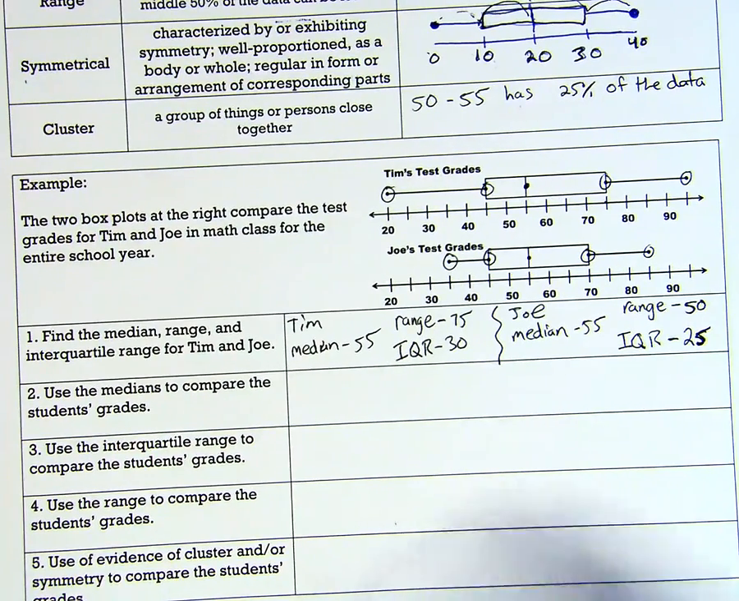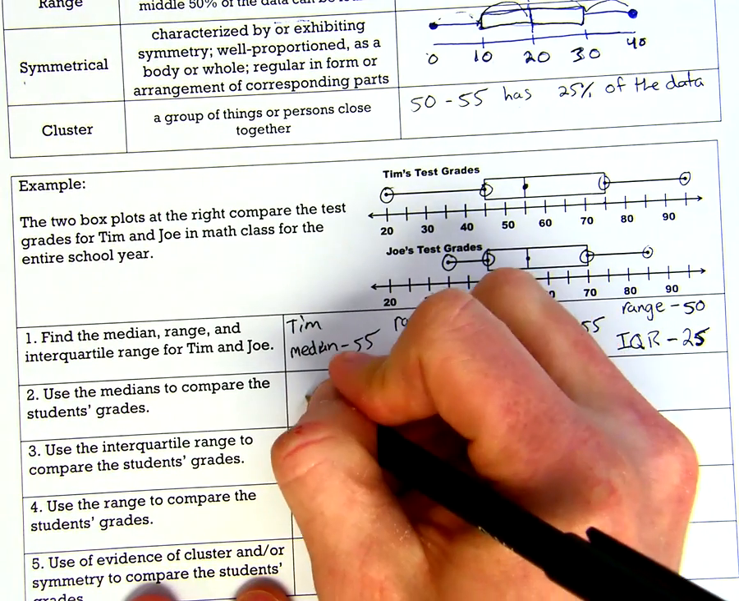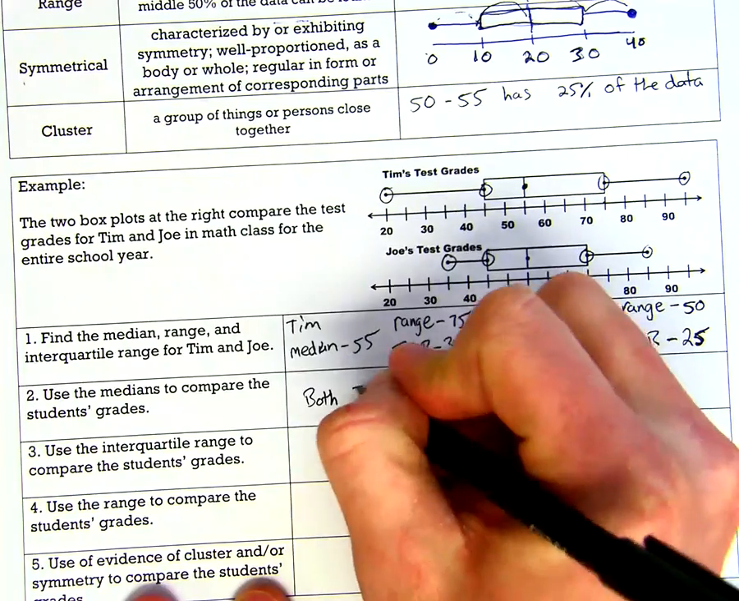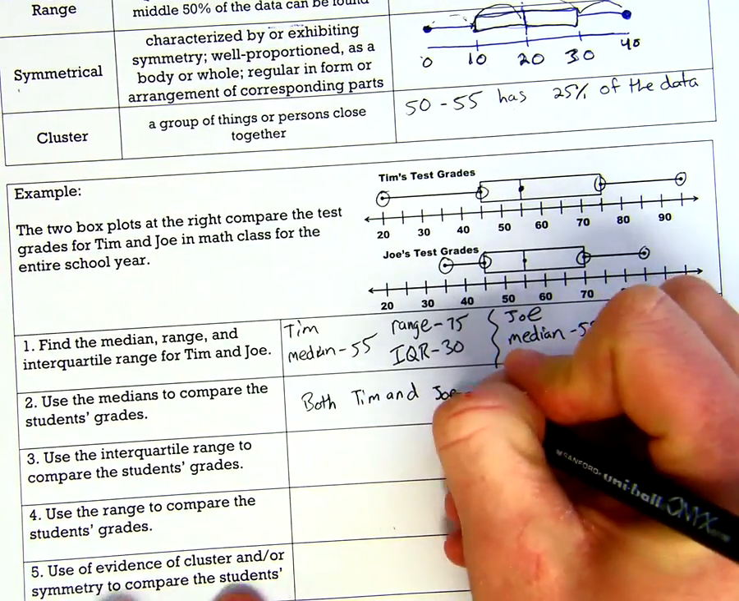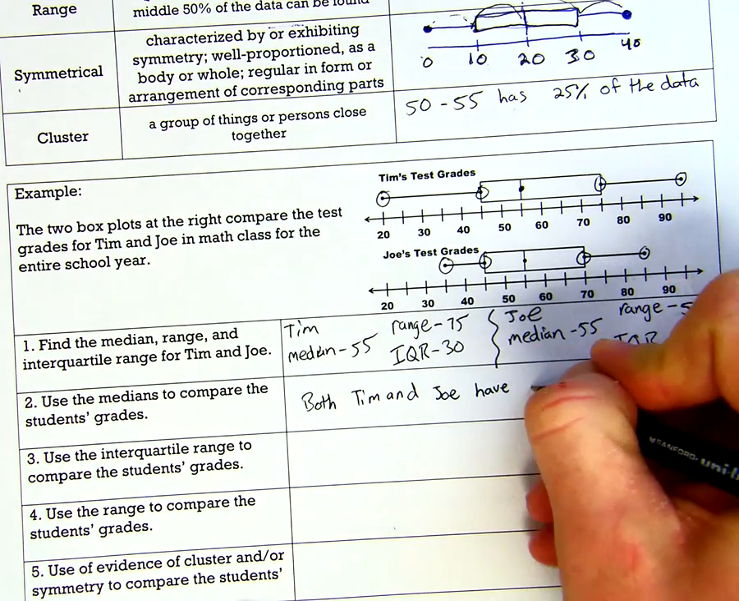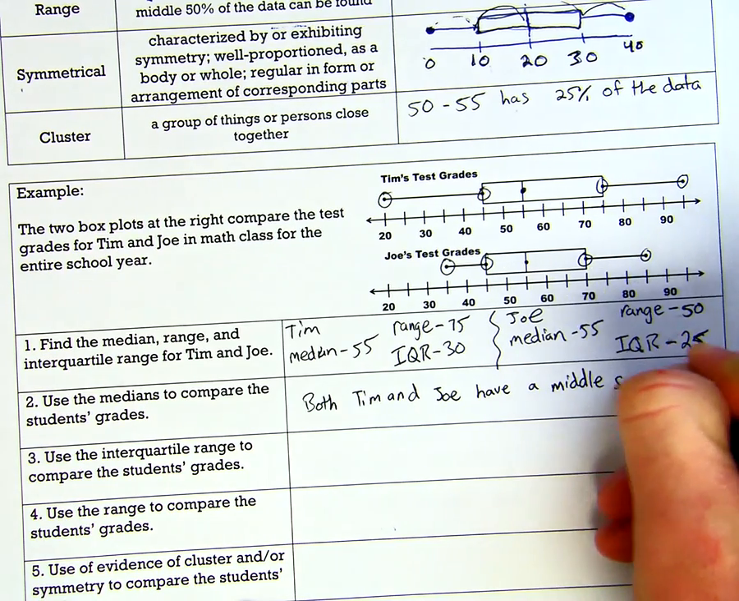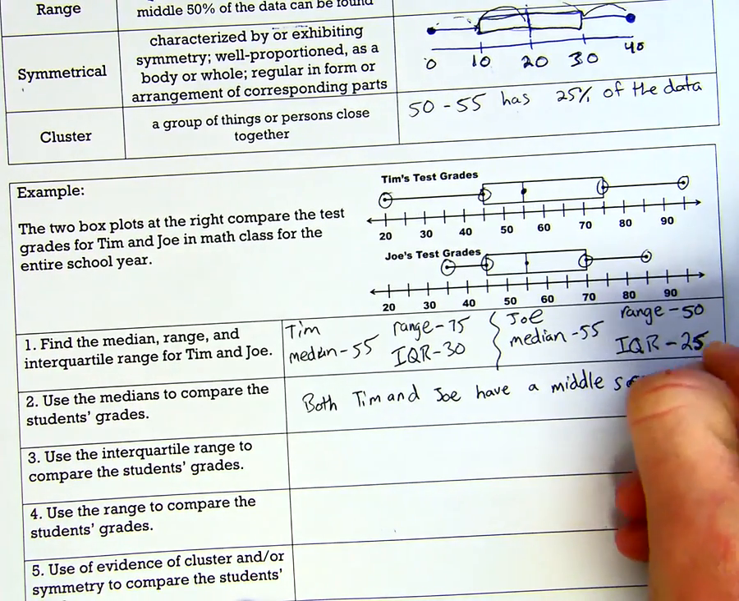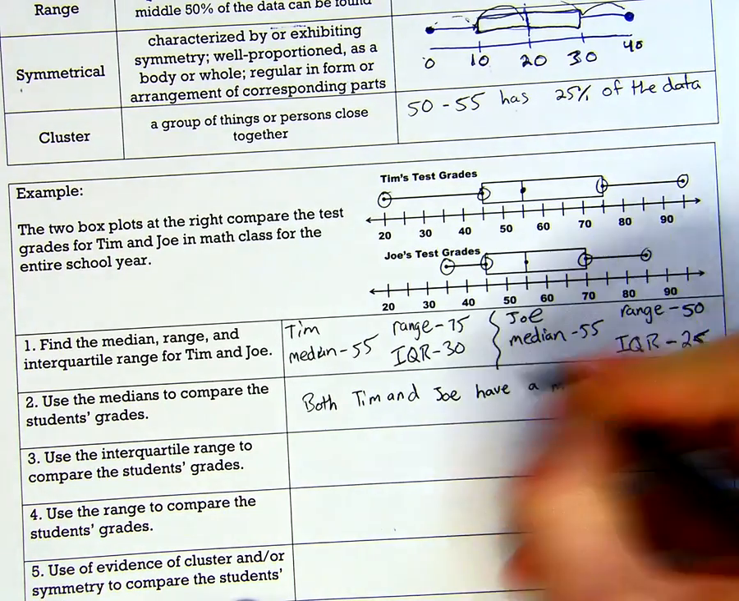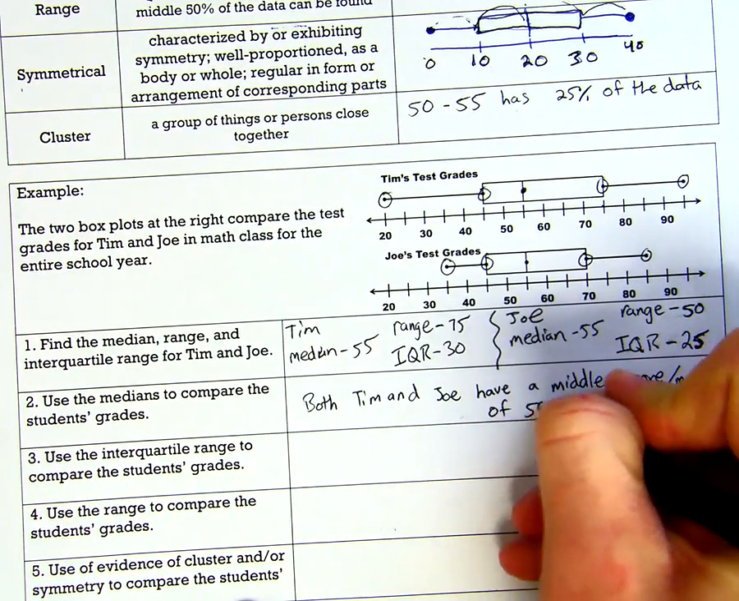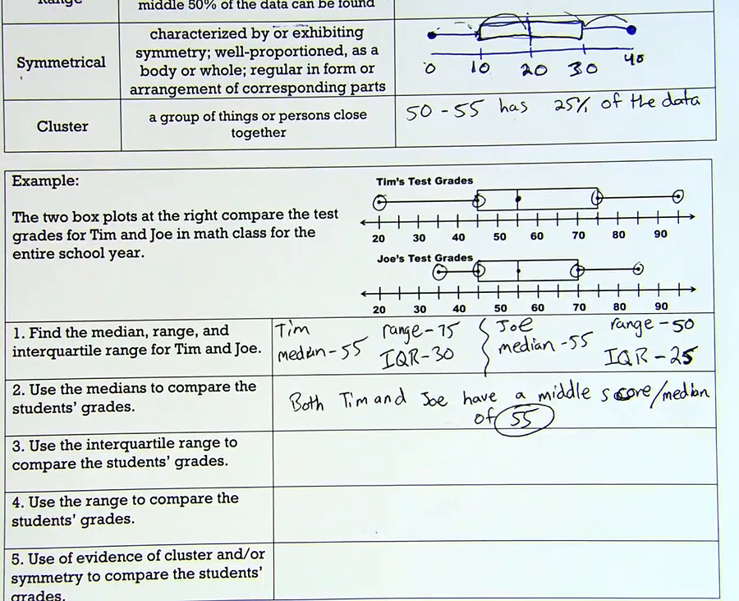Alright, so I'm going to go ahead and use the medians to compare the students' grades. Like we said before, they have the same median, which means both Tim and Joe have a middle score, or median, of 55. Okay, so they're both the same.